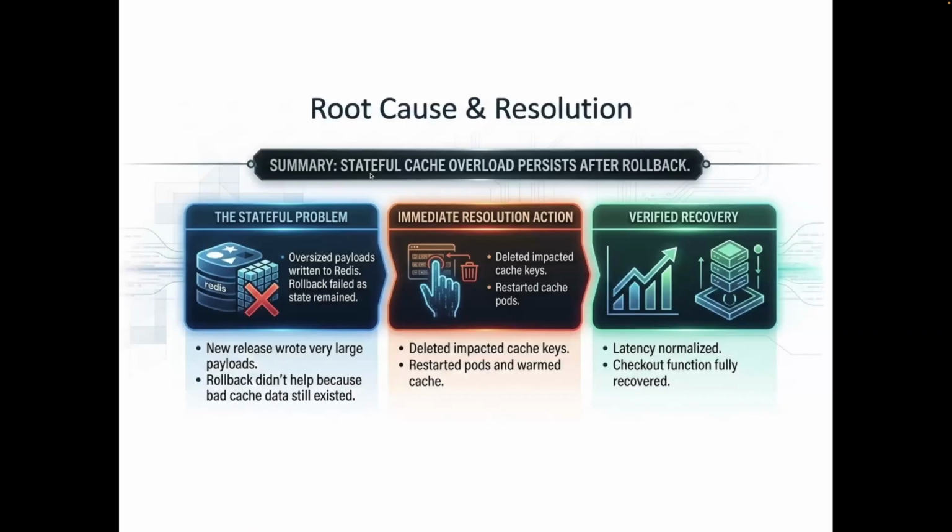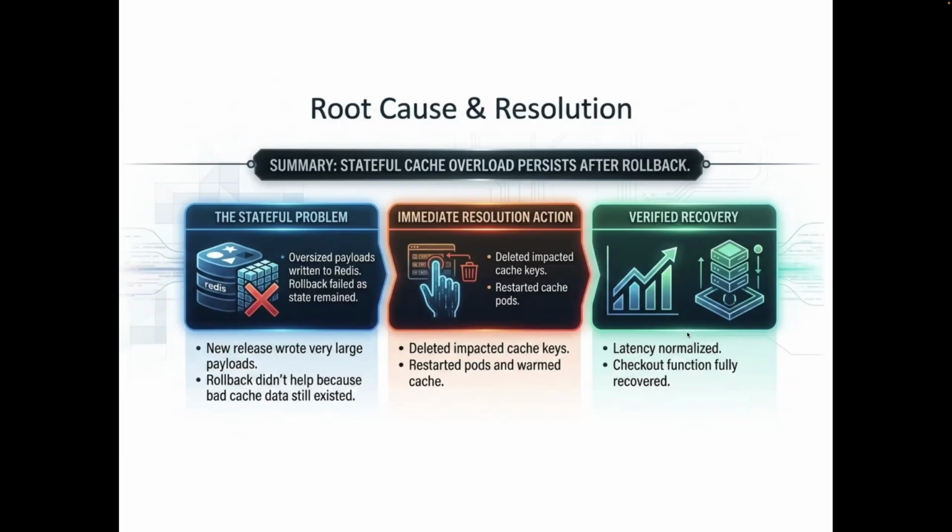So the root cause and resolution: stateful cache overloaded and persisted after rollback. The stateful problem was an oversized payload returned to Redis by our development team. Rollback failed, state remained. The new release wrote a large payload, and when I rolled back, that did not help. The immediate action we took was to delete the impacted cache in Redis and restart the Redis pod. We verified it had recovered. After we made these changes, the latency became normal and the functionality worked as expected.